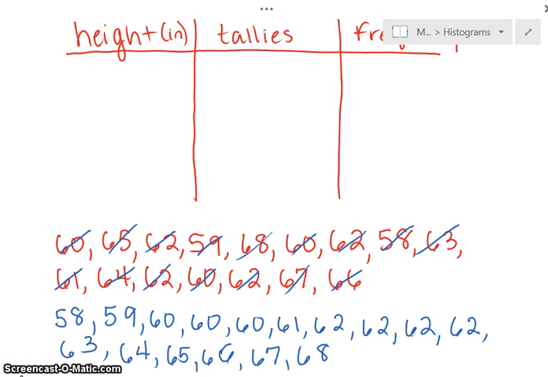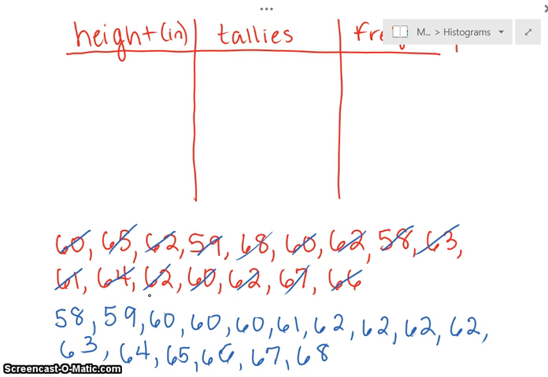The next part is the hardest part of all of working with frequency tables and histograms, and that's trying to figure out how many numbers you want in each of your intervals that are going to become the bars in your frequency table, in your histogram. So first I like to look at the range. So we have a range of 10 here. 68 minus 58 is 10.